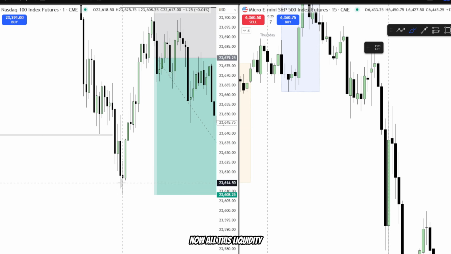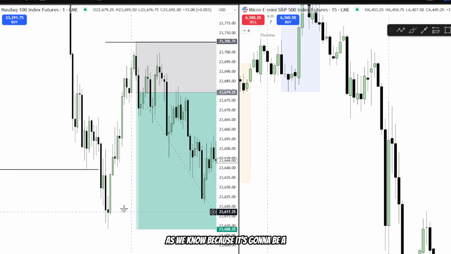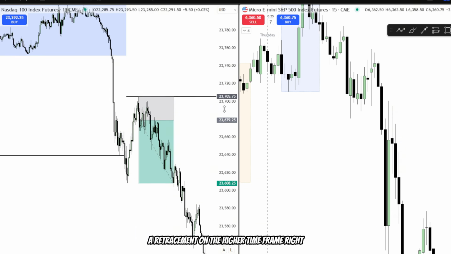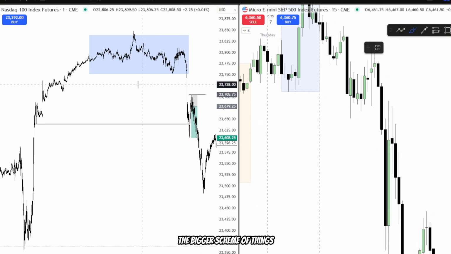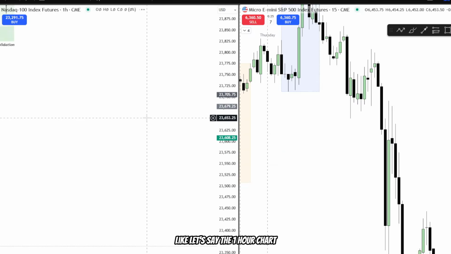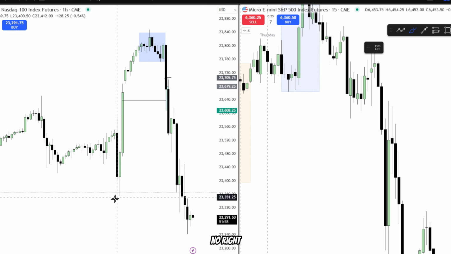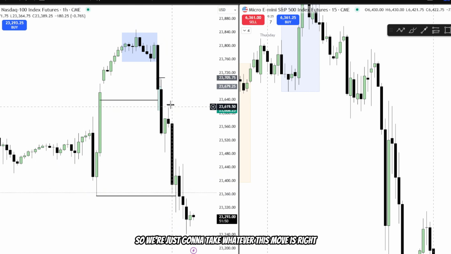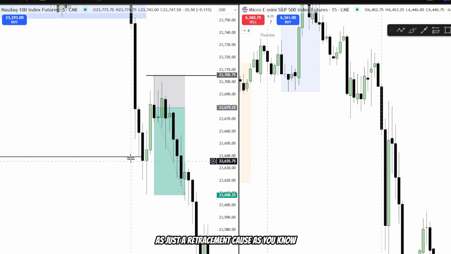Now, all this liquidity, all this retracement is just engineered liquidity, right? As we know, because there's going to be a retracement on the higher time frame, right? Have we met our higher time frame draw on liquidity on the bigger scheme of things? Like let's say the 1-hour chart. Have we met our higher time frame draw on liquidity? No, right? This is our higher time frame draw on liquidity. Let's say previous day low is our higher time frame draw on liquidity. We haven't met it, so we're just going to take whatever this move is as just a retracement.